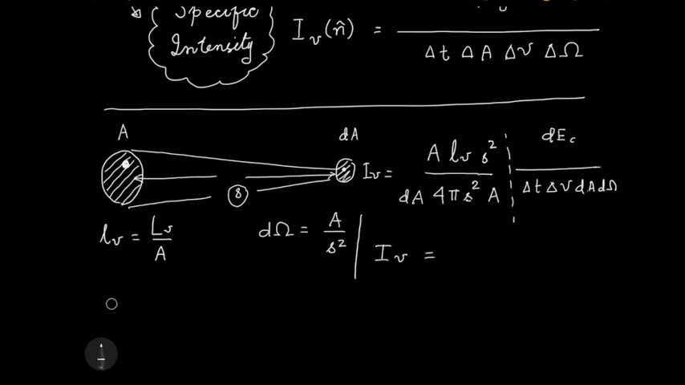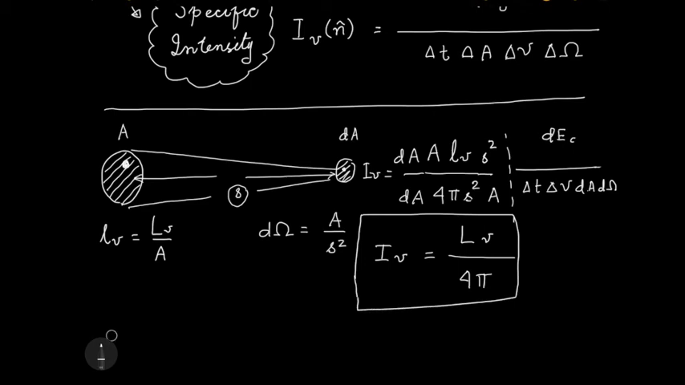So what do I get as my intensity? My intensity is A times L nu, which is nothing but the total luminosity of the source, divided by S square, which cancels out, A again cancels out, so it is 4 pi. I should have had a dA over here because that is the total energy that I will receive by the area dA, so dA will also cancel out. So this is the intensity that I get, which depends on the luminosity divided by 4 pi. We have assumed isotropic radiation, but that's all right.